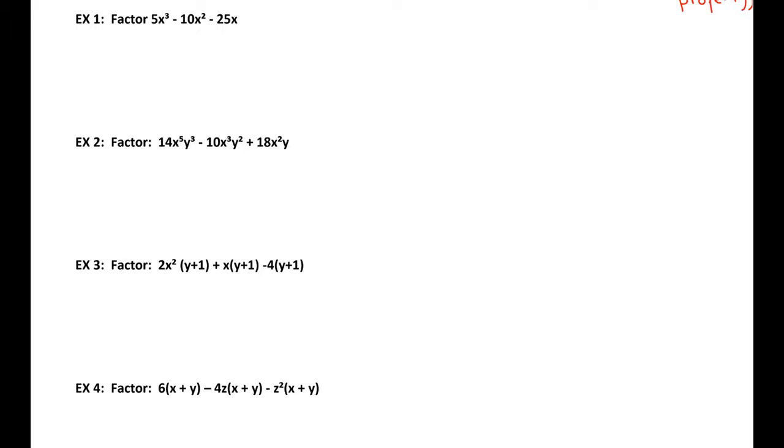The first thing I want to look for is what factor each term has in common, and if you can't identify it right away, you can always list each term as a combination of its factors. So 5x cubed can be written out as 5 times x times x times x. Negative 10 can be written out as negative 2 times 5 times x times x. And negative 25 can be written as 5 times 5 times x.